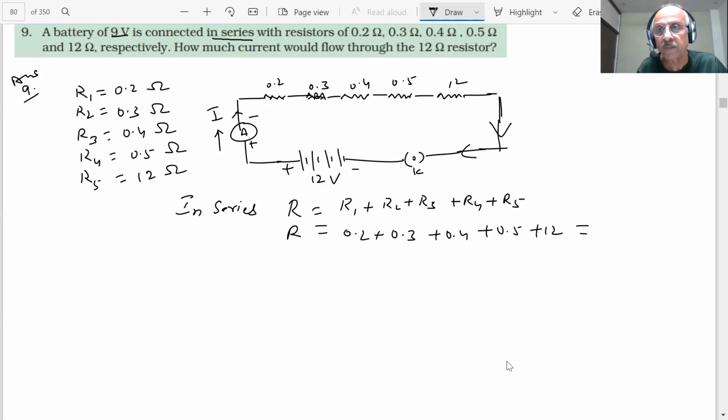So 13.4 ohms. Okay. Now what do you have to find? How much current will flow through the 12 ohm resistance? You want to find I through the 12 ohm resistor. What is the answer coming, student, now?